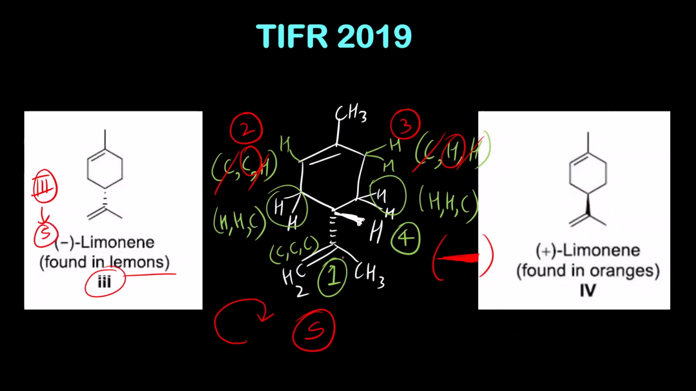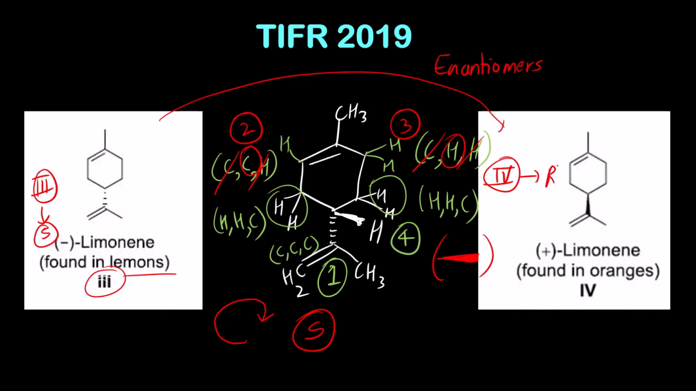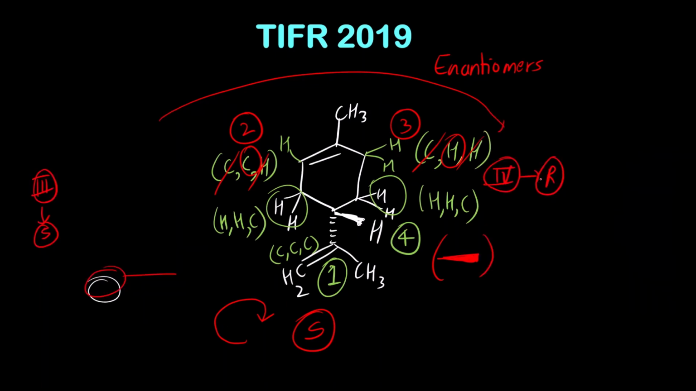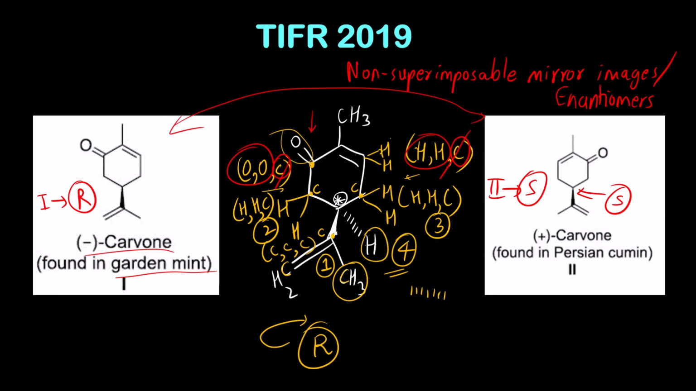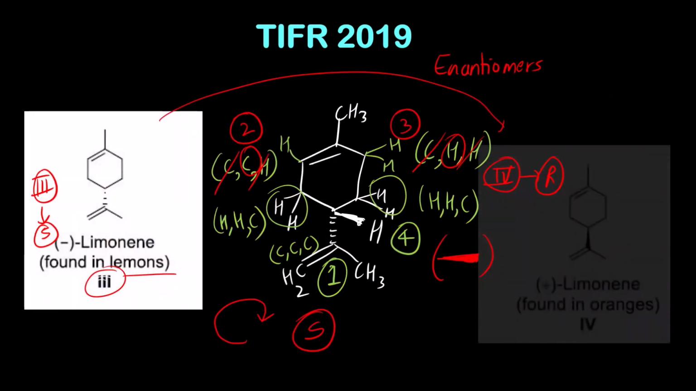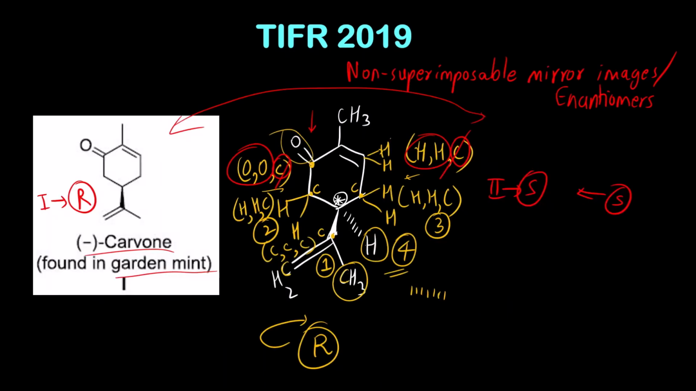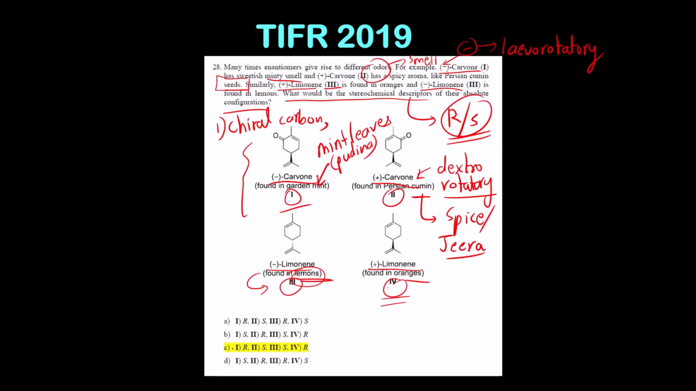And similarly, for the fourth molecule, if you see, both these are nothing but enantiomers, or non-superimposable mirror images. So for this fourth molecule, the absolute configuration will be R. So now let us see the correct answer. For the first one it was R, second is S, third it was S, and fourth it was R. So our correct answer is option C.